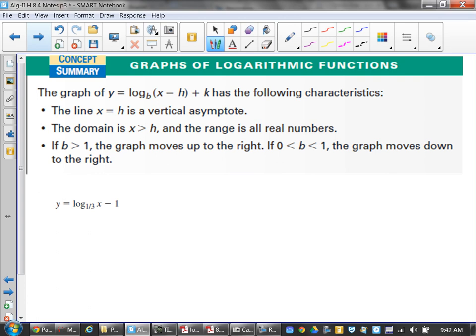Now, if x is always going to be greater than h, what direction will all of these graphs be going? Right. Correct. Up and right or down and right. They're always going to be facing that direction, towards the right. Now, it's only going to be moving one of two directions. If your base is greater than 1, it's doing this. If the base is between 0 and 1, it's doing that.